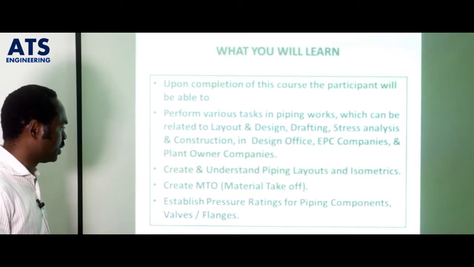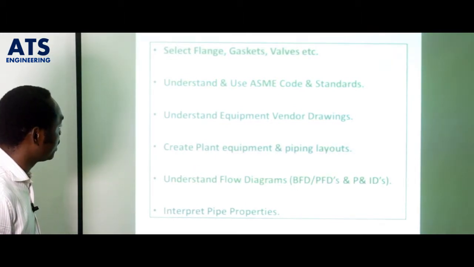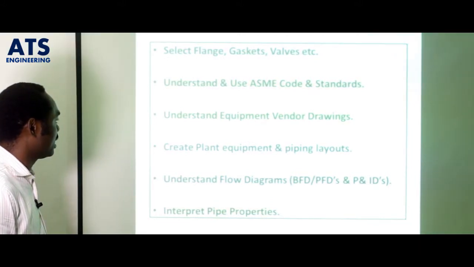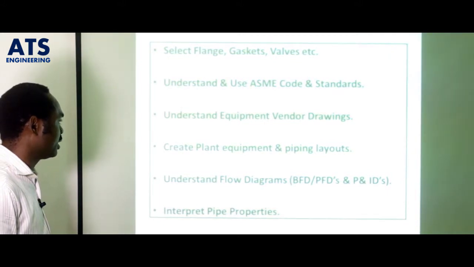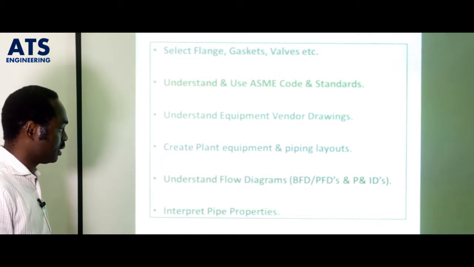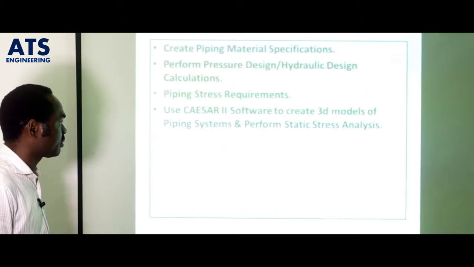Establish pressure rating for piping components, valves, and flanges. And also, you could select flanges, valves, and gaskets. Understand and use ASME piping codes and standards. Understand equipment vendor drawings. Create plant equipment and piping layout, and also understand process flow drawings like PFDs, P&IDs, and BFDs. And also interpret pipe properties.